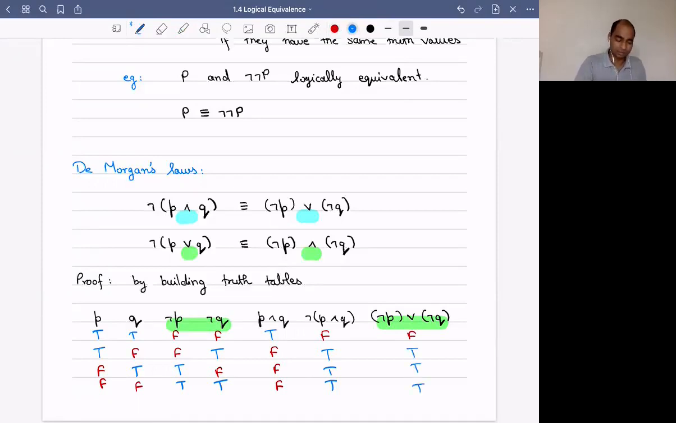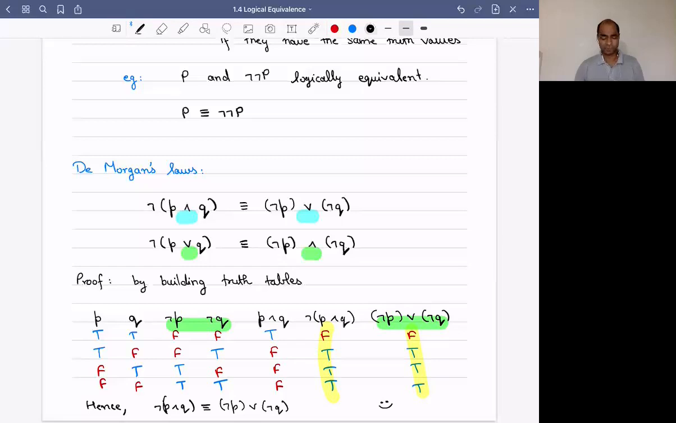And as you can see, these two columns are exactly the same. And so this proves that not of P and Q is logically equivalent to not P or not Q. And similarly, you can prove the other De Morgan law by building the truth table for the other equation. And I encourage you to do it. It's very easy. Just follow exactly this method.